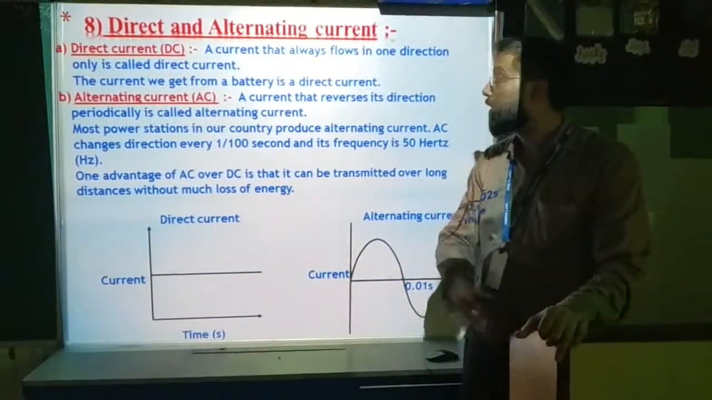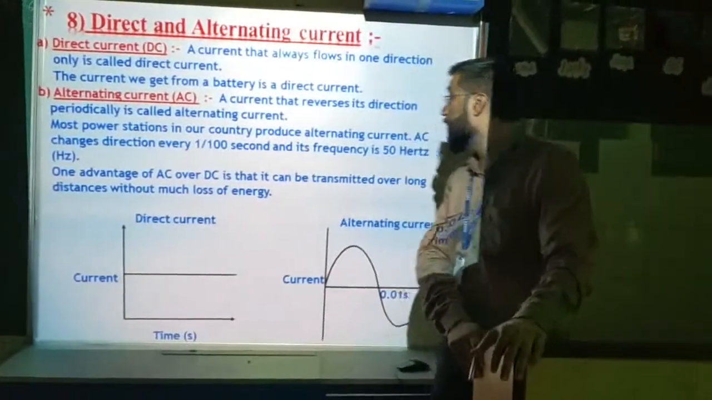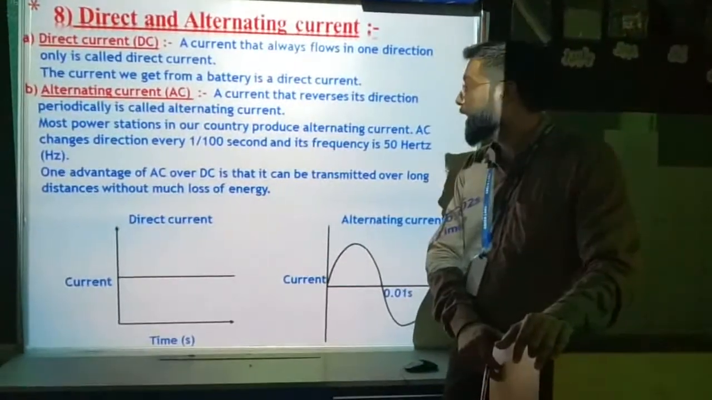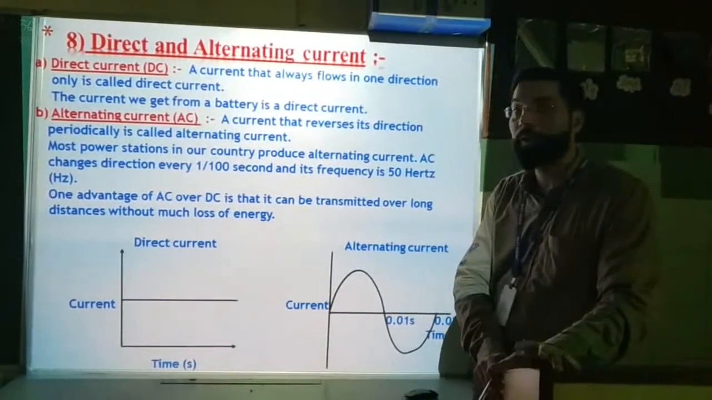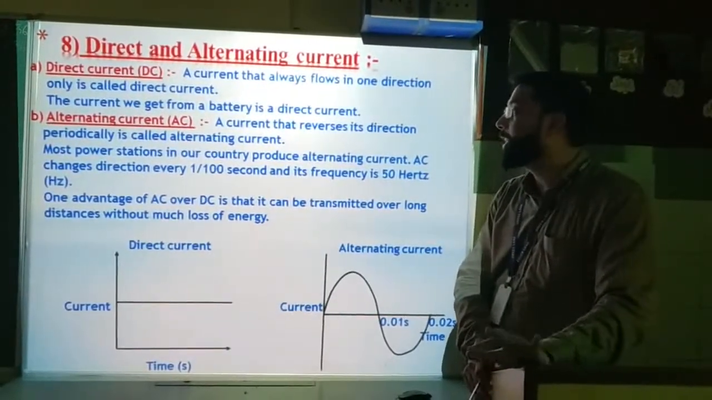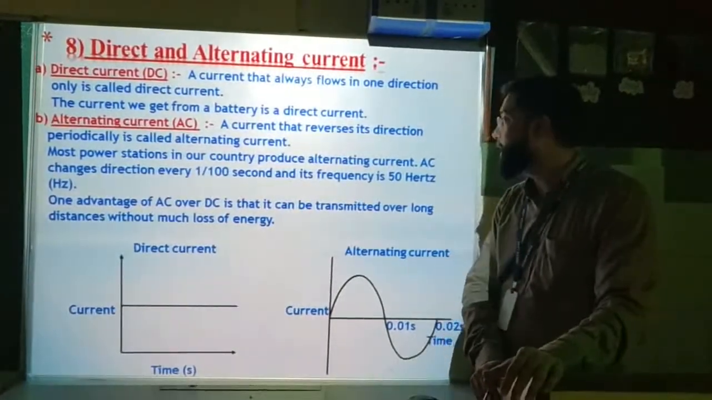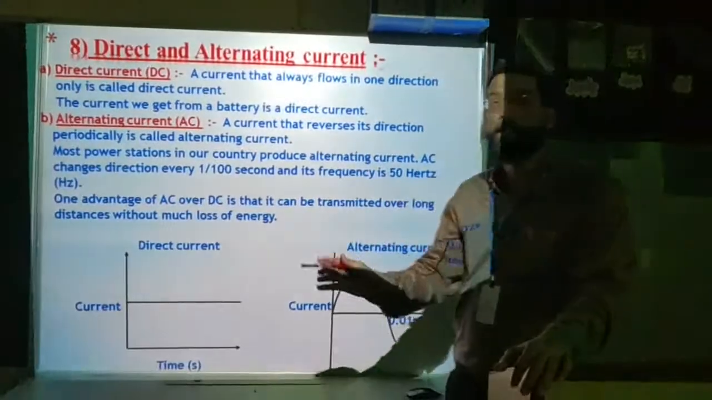Next is alternating current. A current that reverses its direction periodically is called alternating current. Most power stations in our country produce AC. AC changes direction every 1/100 seconds and its frequency is 50 Hz in India. In other countries it may vary.